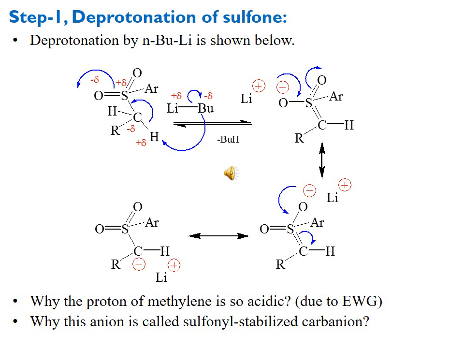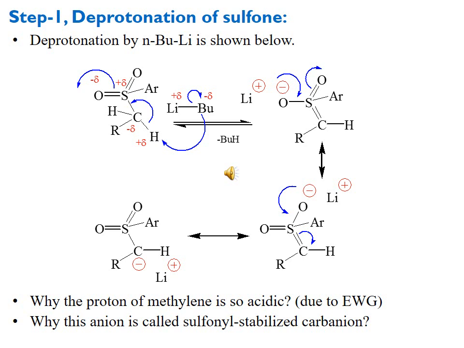The answer is due to the electron withdrawing group, because the S double bond O sulfonyl group is a much stronger electron withdrawing group. Due to this strong electron withdrawing group, the neighboring carbon gets a partial negative charge, and the hydrogen gets a partial positive charge, and it becomes very acidic.